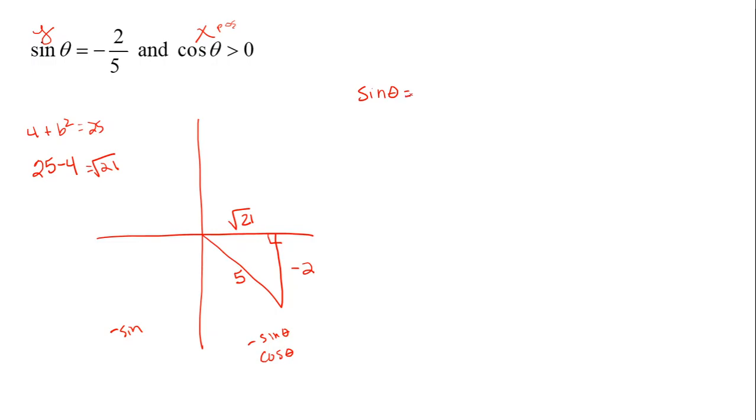So sine is going to be opposite over hypotenuse, so negative 2/5. That means my cosecant is negative 5/2. My cosine is going to be square root of 21 over 5. My secant is going to be 5 over square root of 21, but remember we have to rationalize that by multiplying the top and the bottom by square root of 21. So this will be 5 times the square root of 21 all over 21.